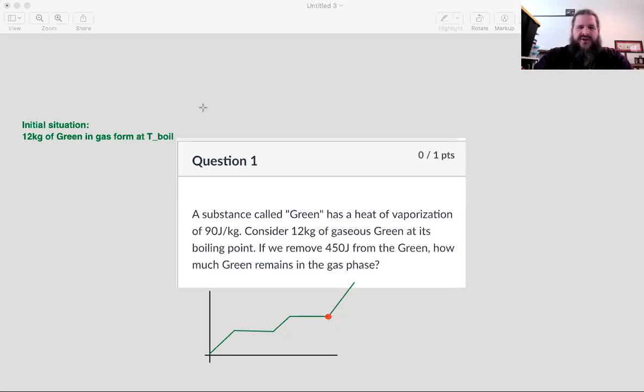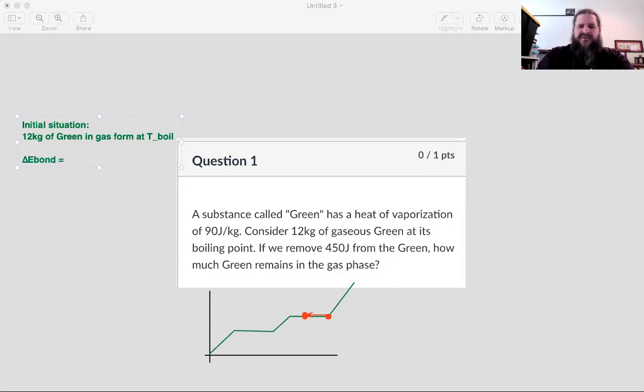And then we're going to remove some energy. Specifically, we're removing 450 joules. Removing energy means what's happening to it? If it's gas at the boiling point and we start removing energy, what sort of transition is that? Right, it's losing bond energy, and presumably that corresponds to this phase change. So let's try writing out something about bond energy. Presumably this is a change in bond energy. So we're losing bond energy.